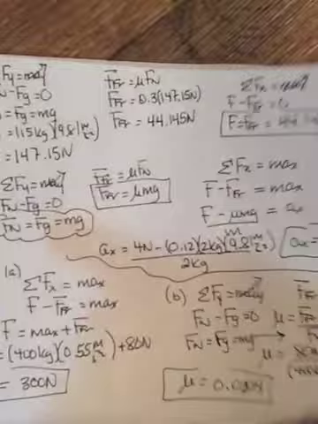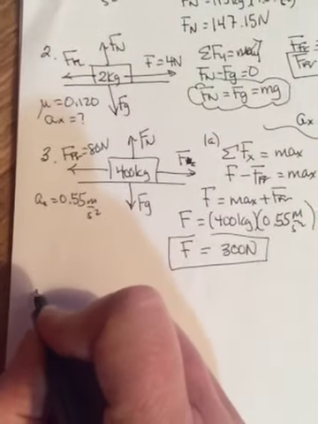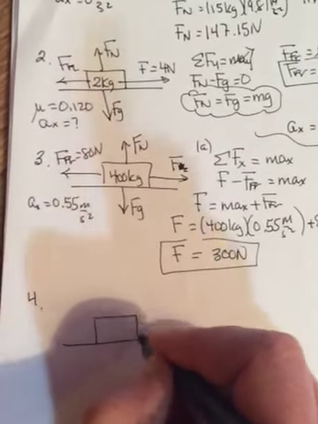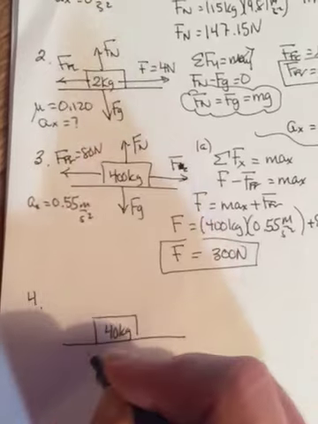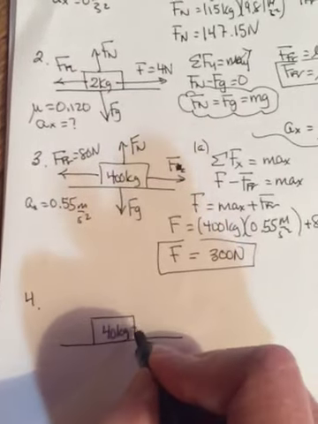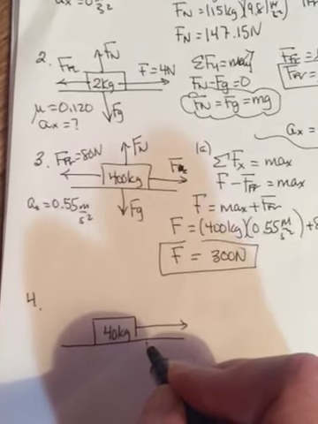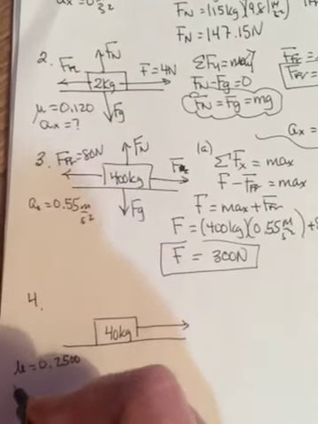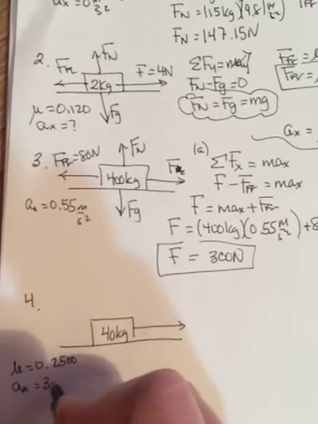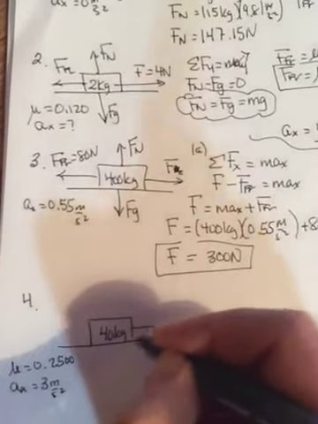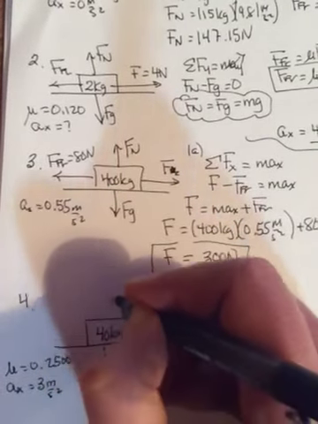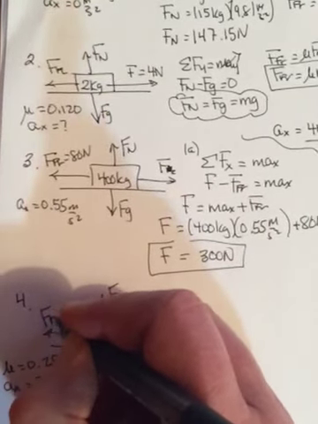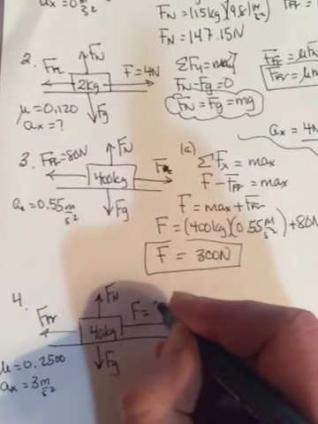Number 4 says a 40 kilogram box is being pushed across a level surface by a force parallel to the surface. If the coefficient of friction is 0.25 and the acceleration is 3 meters per second squared, what is the force the box is being pushed with? So here's Fg, here's my Fn, this is my friction going backward, and I am looking for this F.